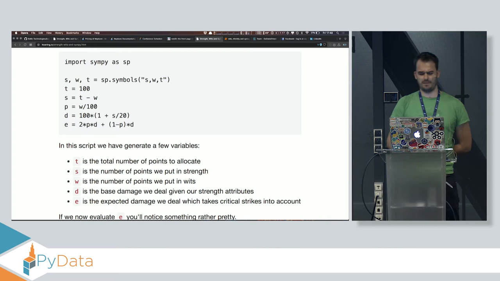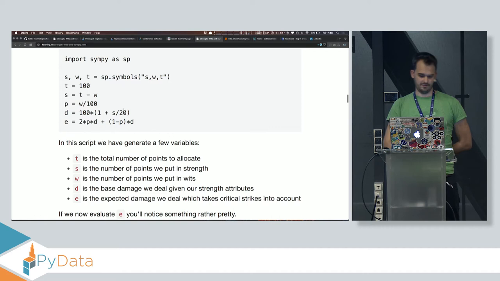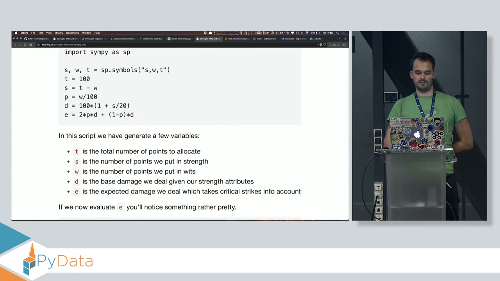Again, assume that this is true, this is from the video game. Then the damage that I will deal depends on my score for strength. And then the expected damage that I will deal takes into account the probability of a critical hit. You can make all these formulas, and you can get this formula written just like this.